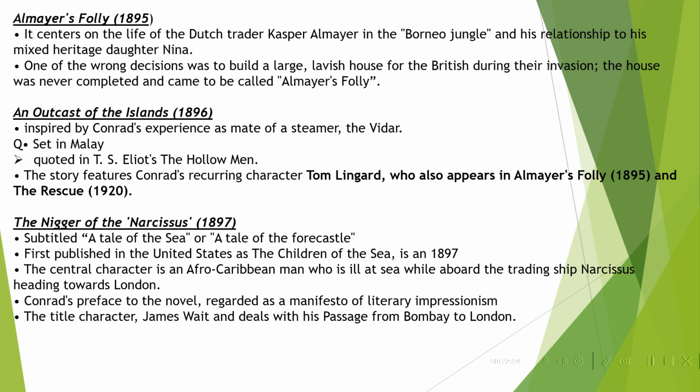Just write down that this work, Almayer's Folly, also talks about critical race theory, in which the writer is propagating how Britishers are helping, but these people are not ready to match with the ideas of Britishers, and they are having their own problems at their own end. One of the wrong decisions was to build a large and lavish house for the British during their invasion, and the house was never completed, and it came to be called Almayer's Folly.